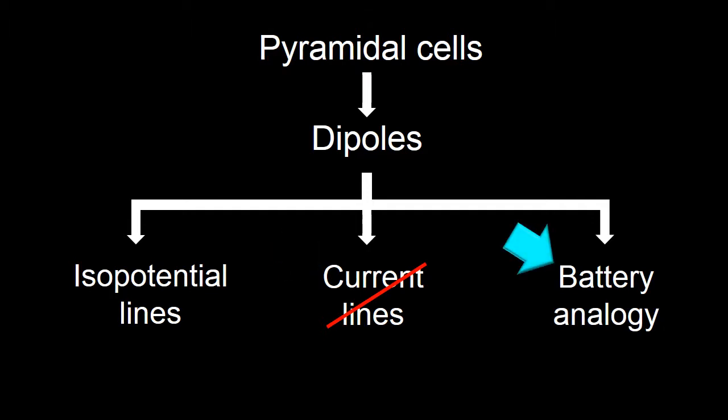The other method that has been used to understand the behavior of pyramidal cells, that is of cortical pyramidal cells, is the battery analogy model. This method is coupled with the solid angle theorem in many instances in order to explain the behavior a little bit more thoroughly.